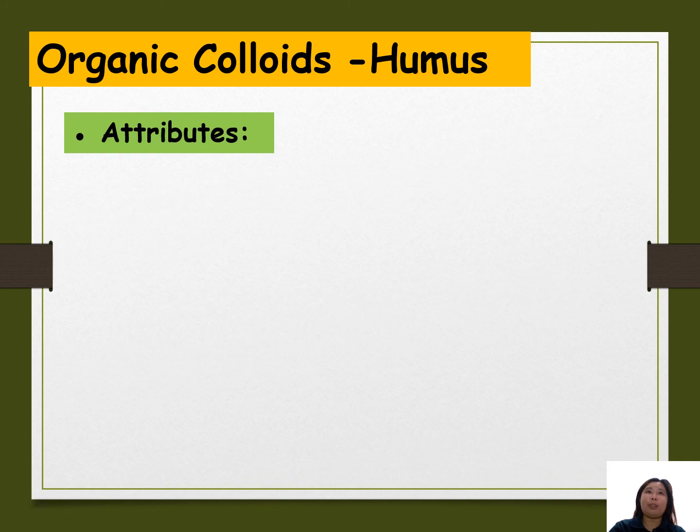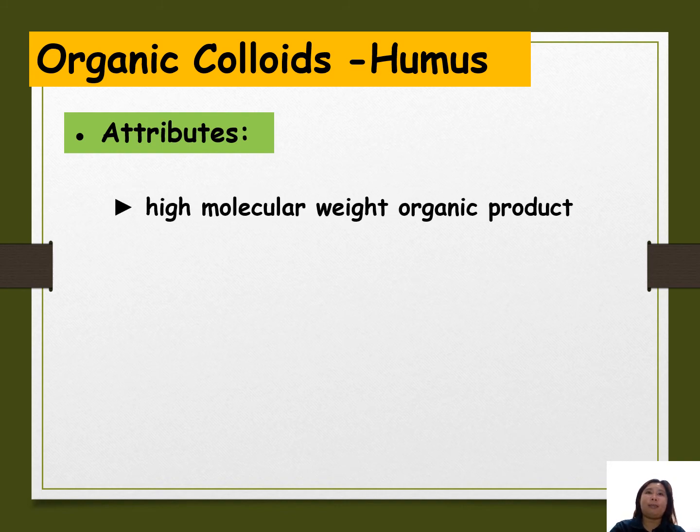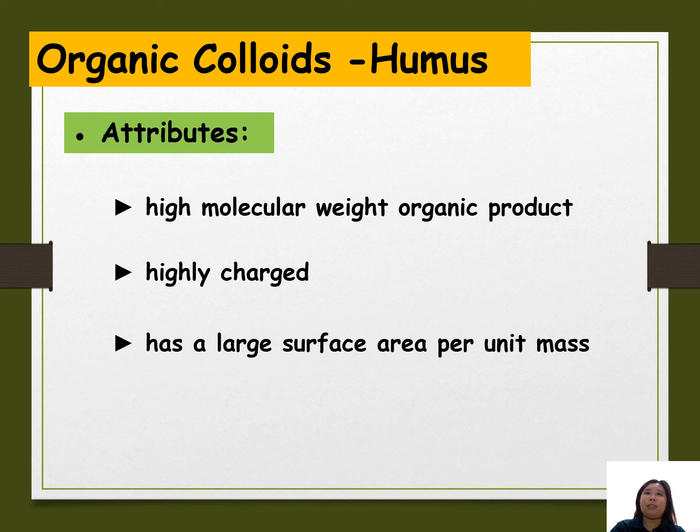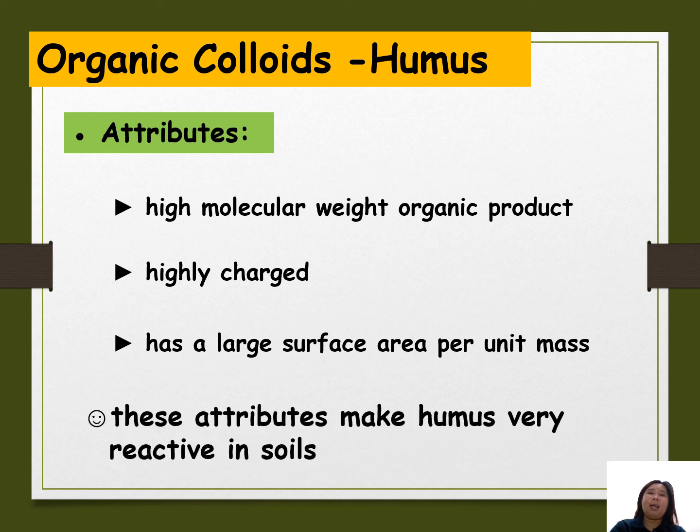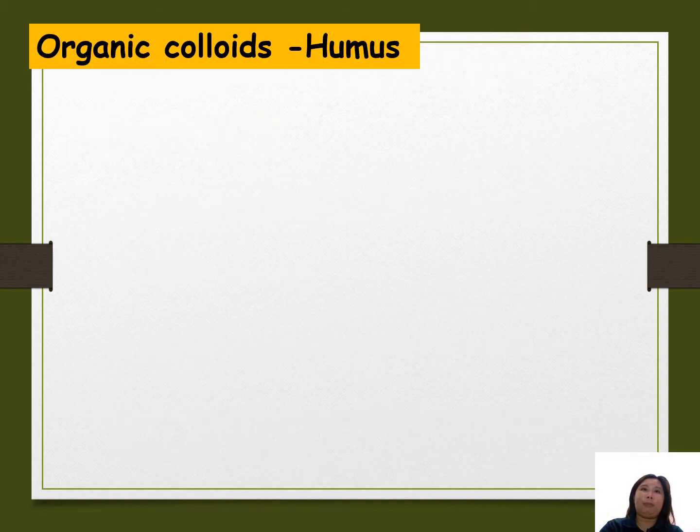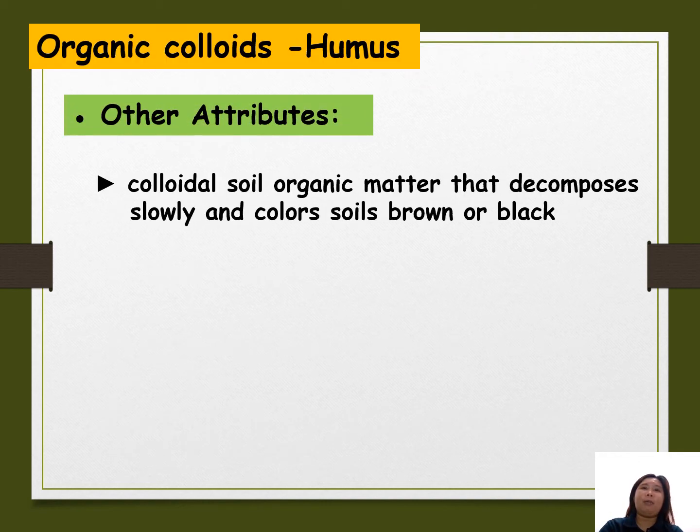These are some of the attributes of these organic colloids. They are high in molecular weight, highly charged, and have a large surface area per unit mass, and these attributes make the humus very reactive in soils. Other attributes include that colloidal soil organic matter decomposes slowly and colors soils brown or black. So organic colloids are actually the ones responsible for the brown or black color of soils.